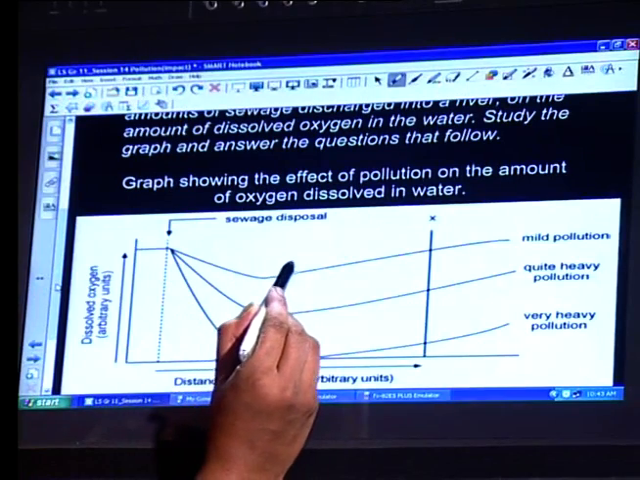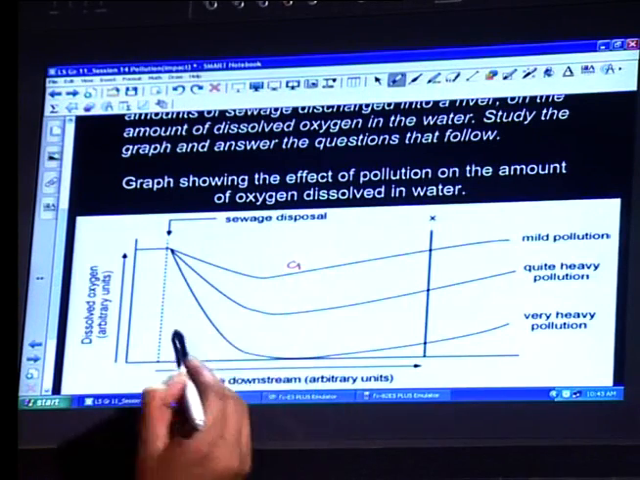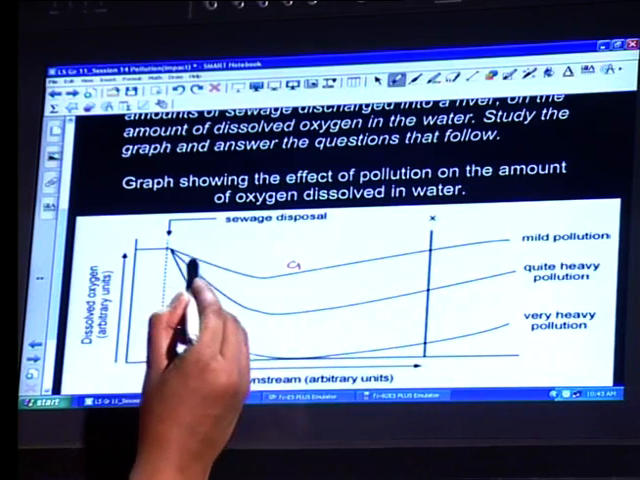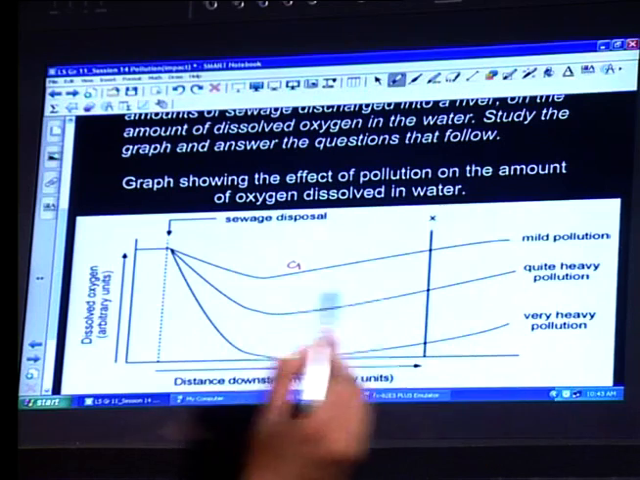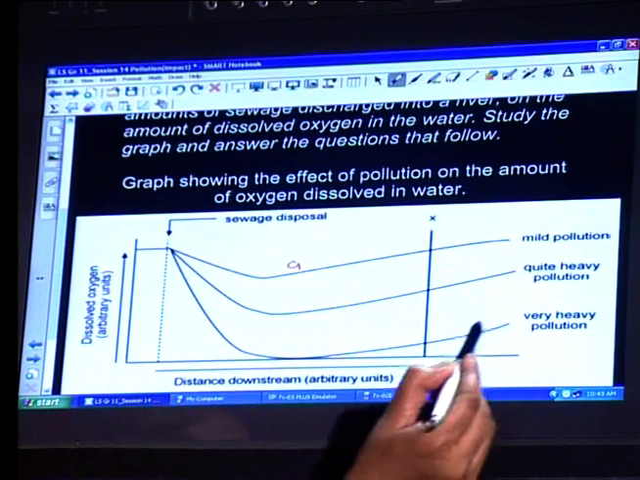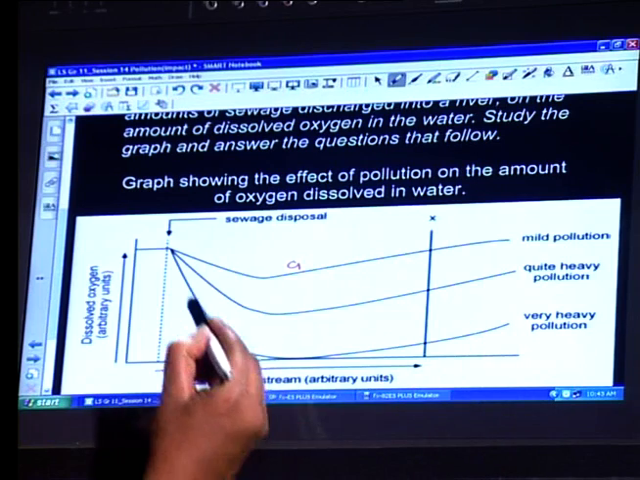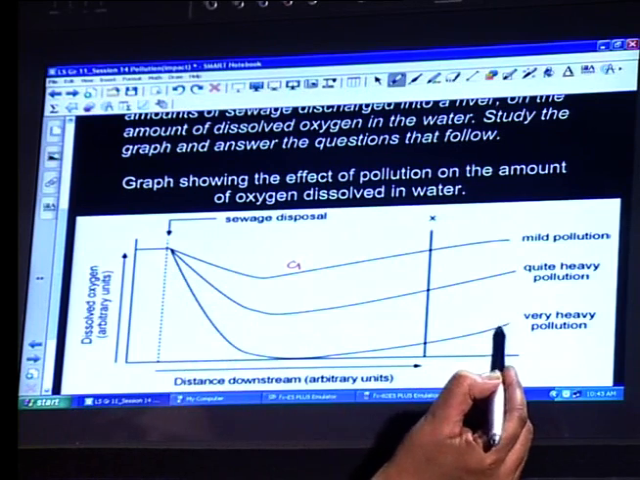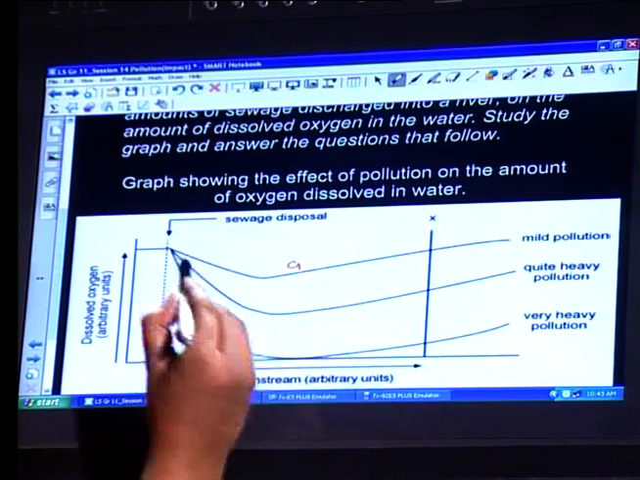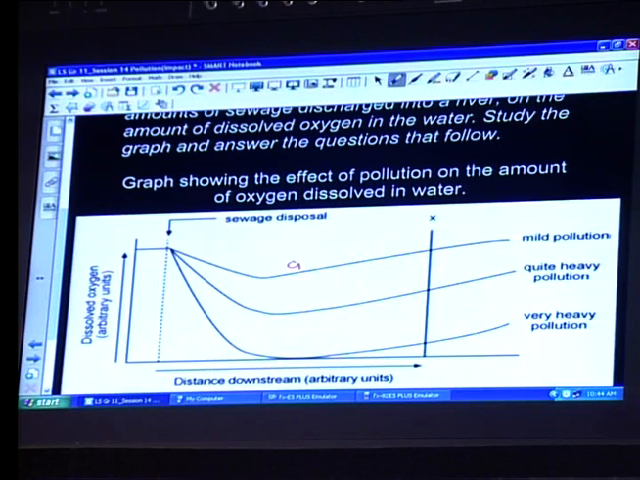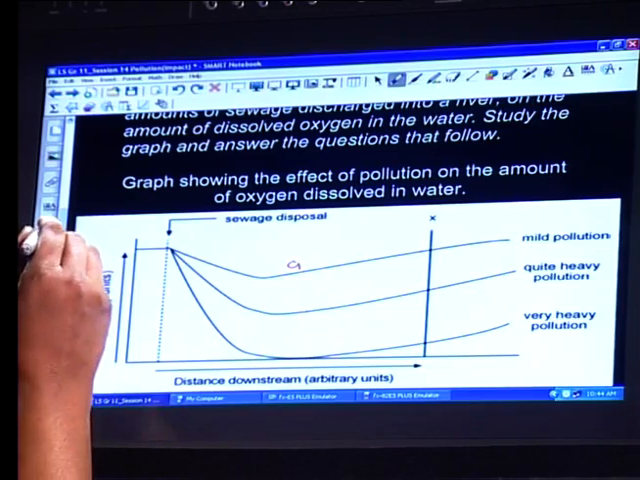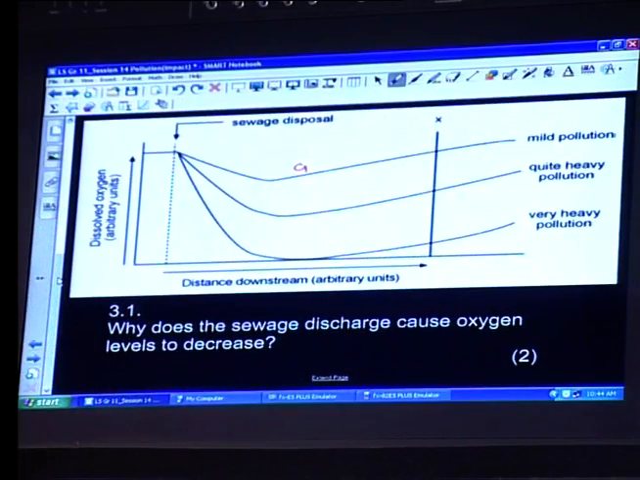Right, now we're going to look at the first one, and that is mild pollution. That means where there's very little sewage, and then there's a little more sewage, and then there's a lot more sewage. So very heavy pollution means too much sewage in the river, not so much, and very little sewage, mild. So that is the levels of the sewage pollution. Right. Let's look at the question.